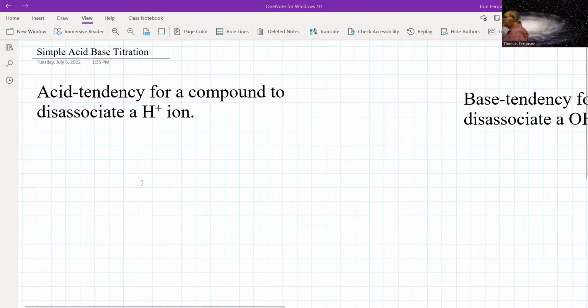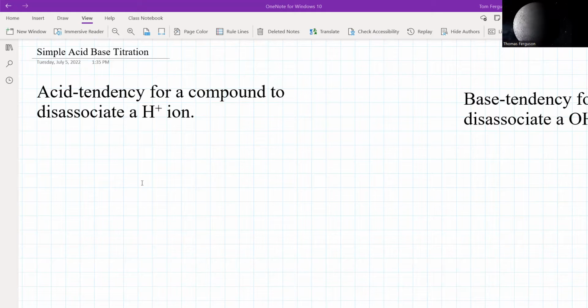Okay, the simplest definition of an acid is a chemical compound that will dissociate a hydrogen ion. That's the most simple definition. Now it's got to be an ion. It cannot be either an H minus or an H atom. It's got to be H plus. Now dissociate means coming apart.